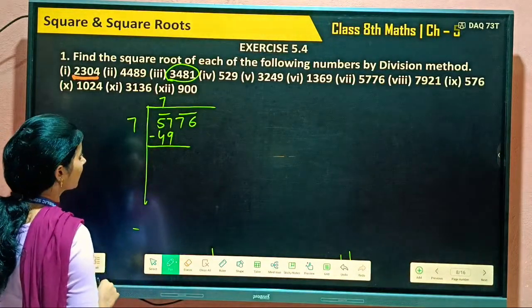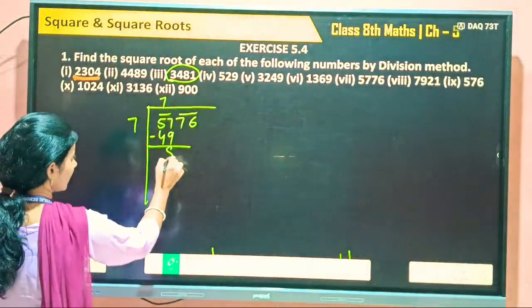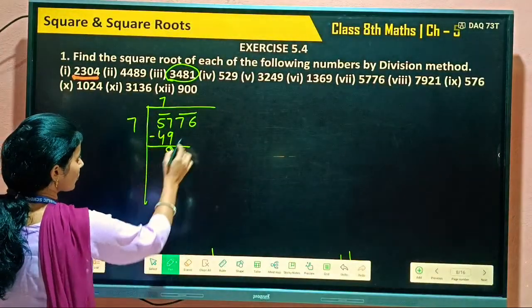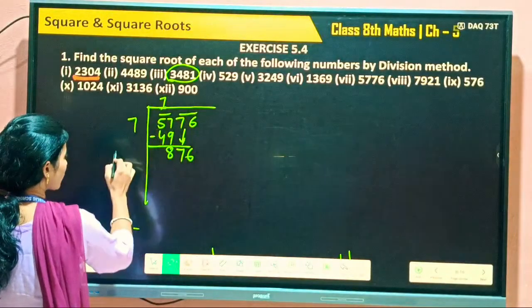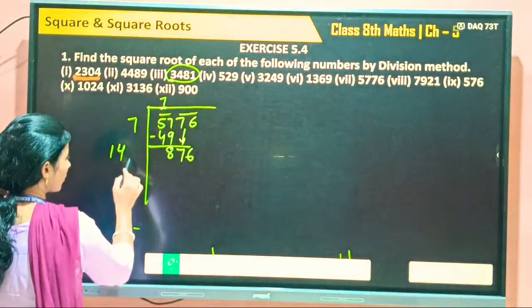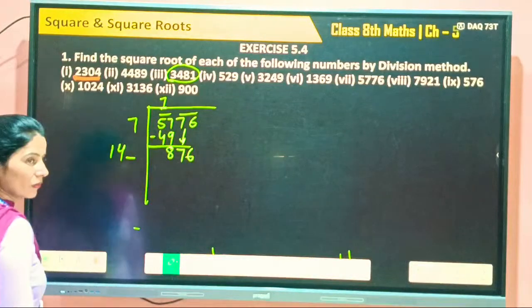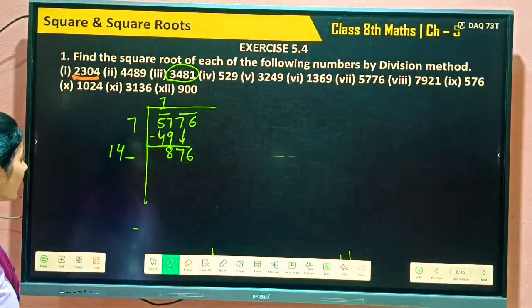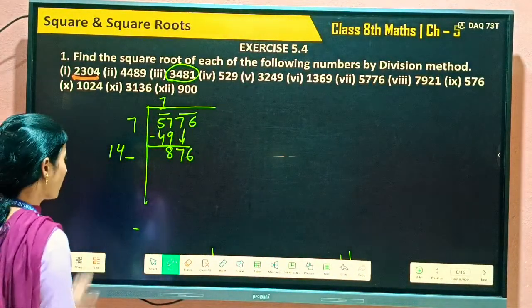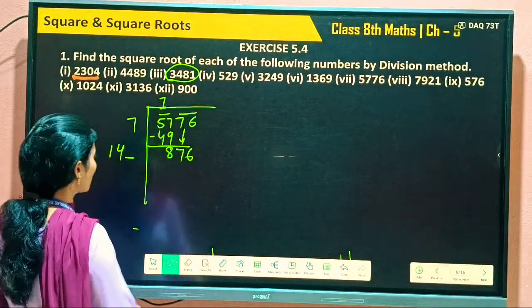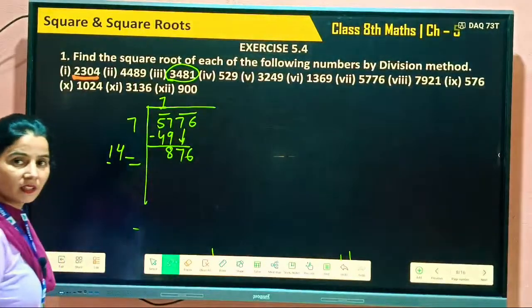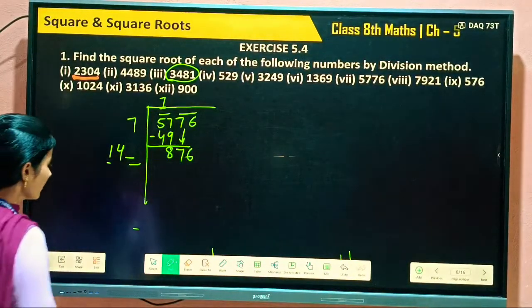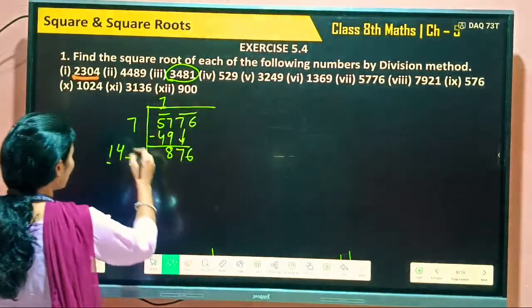It is 57 minus 49, 8. Then carry down the next pair, 76. What is double of this quotient? 14. Now enter this 14 leaving one blank digit at its right side. Now think about one digit whose multiplication with this complete number is equal to 876 or less than 876.